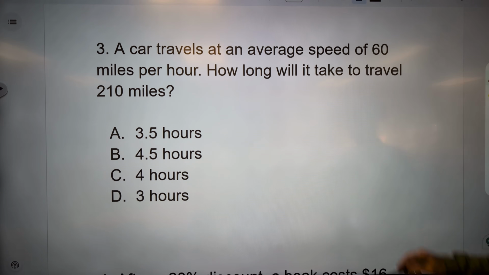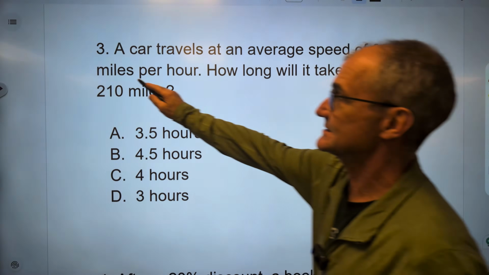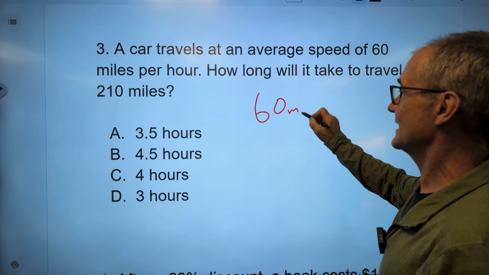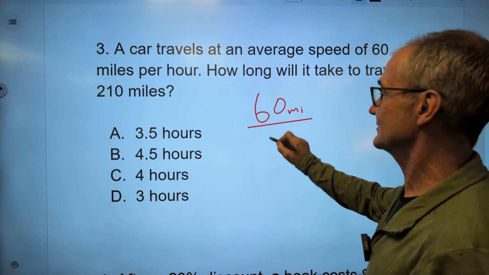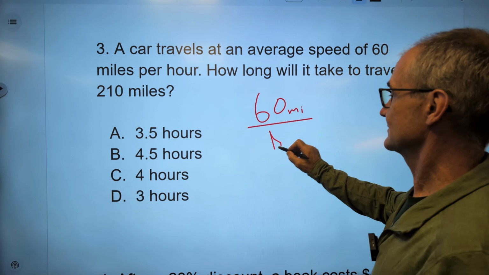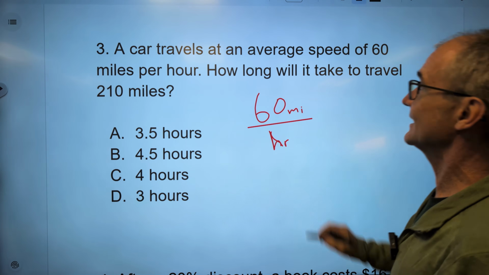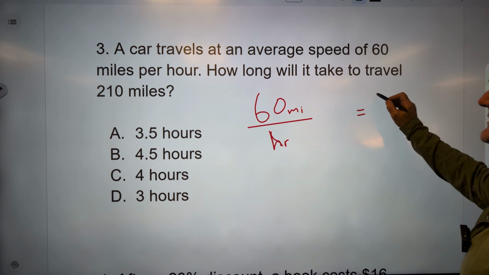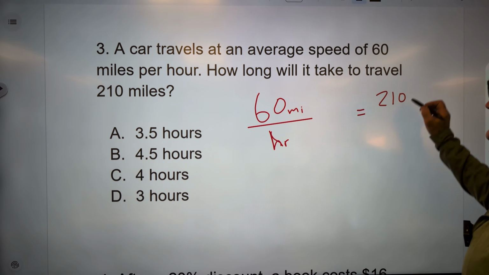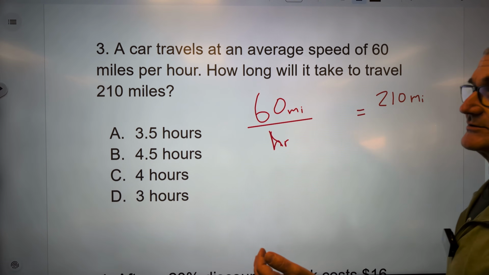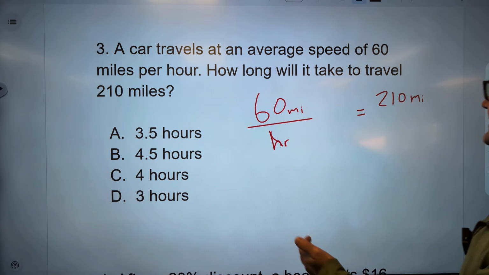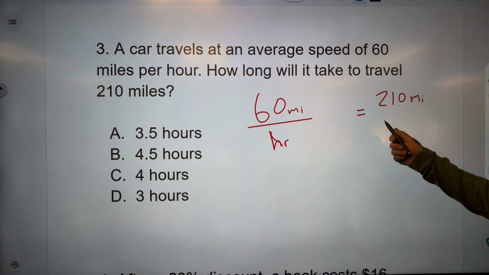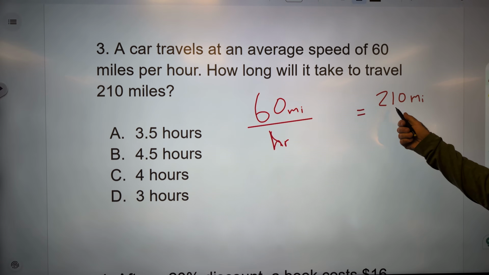A car travels at an average speed of 60 miles per hour. That is a rate, 60 miles per hour. How long will it take to travel 210 miles? So I could set this up as a proportion as well. Or I could just think about this. It goes 60 miles per hour. How many hours to get to 210?